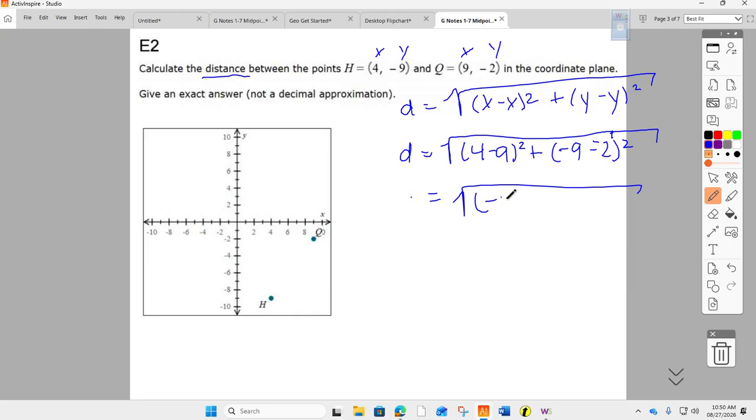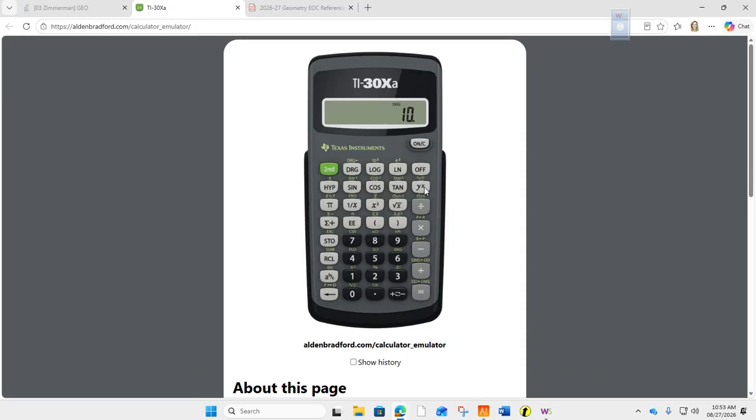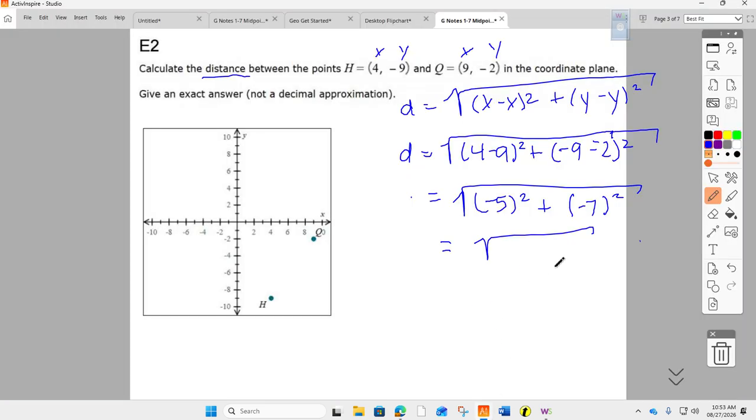So 4 minus 9 is negative 5. I'm going to square it. Negative 9 minus negative 2. Remember to put that on your calculator: 9 negative minus 2 negative equals negative 7, squared. Remember your square, let's talk about where the square button is, here next to the square root button. If we're squaring 5, it's 5 negative and hit the square button, and that's 25. 7 negative, hit the square button, not the square root button, and it's 49. So that's 25 plus 49, which I'm pretty sure is 74.